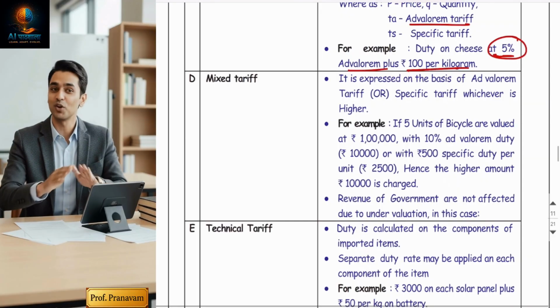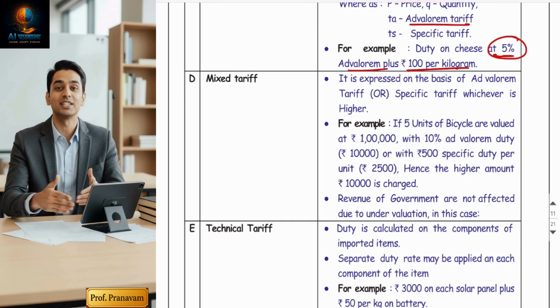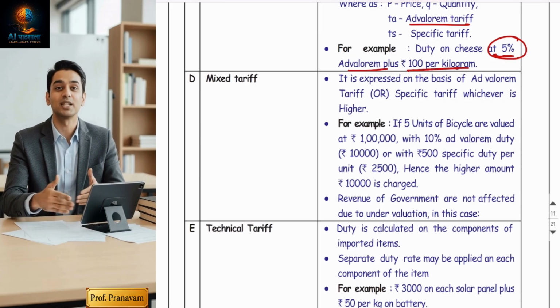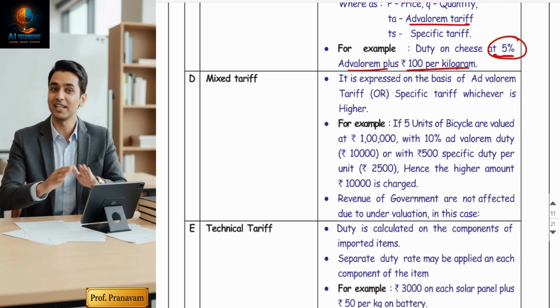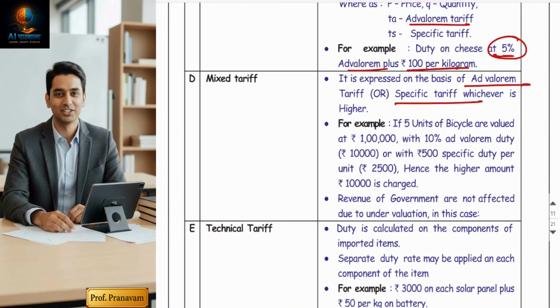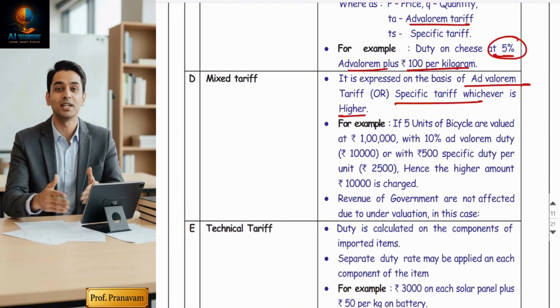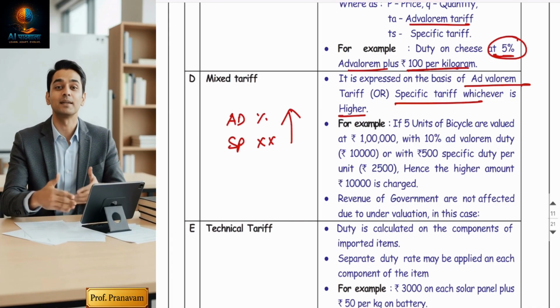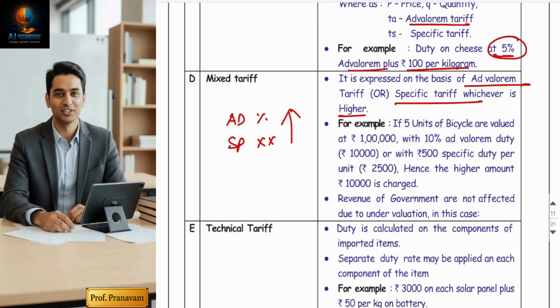Next is mixed tariff. Now we come to the protective method. In this case, duty is calculated under both methods, ad valorem as well as specific, and whichever duty is higher will be charged. So ad valorem is percentage basis, specific duty is amount basis, and whichever is higher will be charged. So both will be calculated.